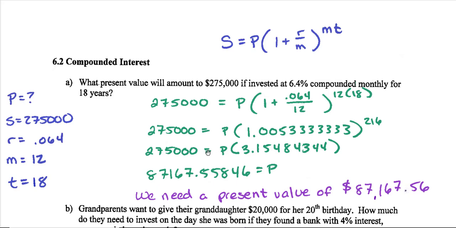To solve for P, I take 275,000 and divide it by 3.15484344, and I get 87167.55846. That's P, my principal amount or present value. So in order to have $275,000 in 18 years, I need to invest $87,167.56 today.